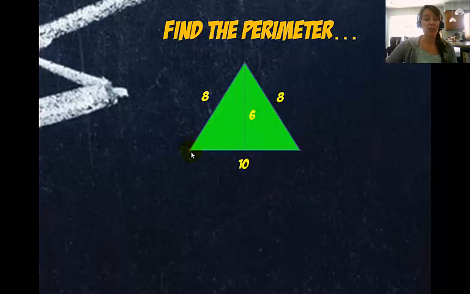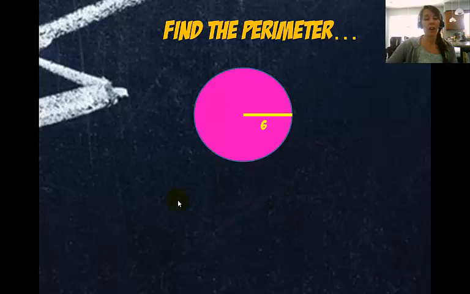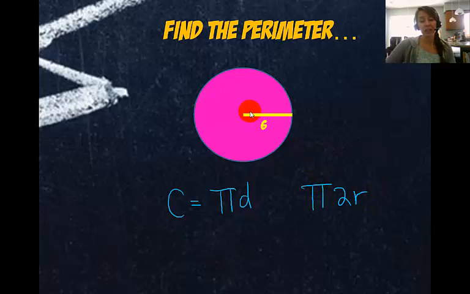Perimeter of this shape is just going to be adding up those sides. So 8 plus 8 is 16 plus 10 is 26 units. All right, finding the circumference of a circle is pi times diameter, or you could think of it as pi times 2 radii. And either way, it's going to be 6. Another 6 would give me a diameter of 12. So pi times 12. I just plug in my calculator 3.14 times 12, and I get 37.68.